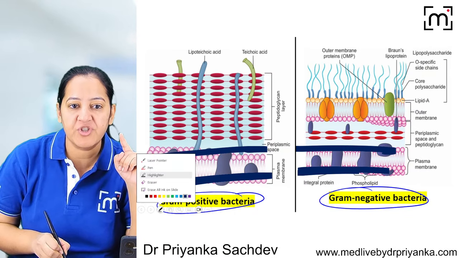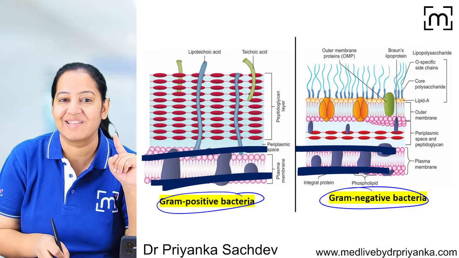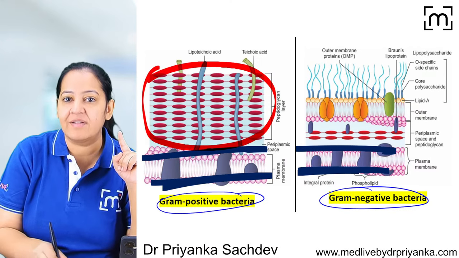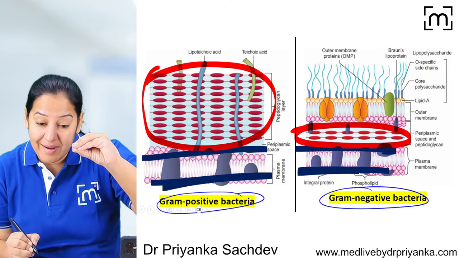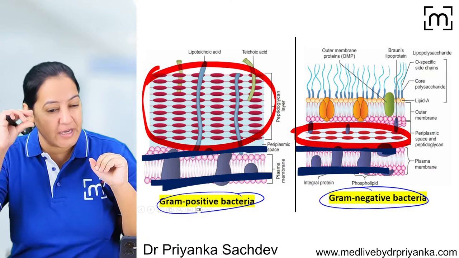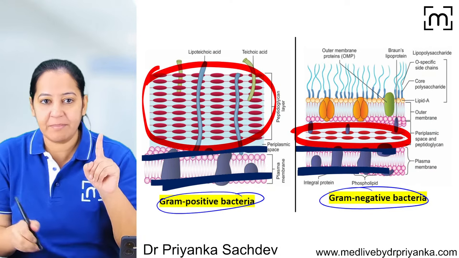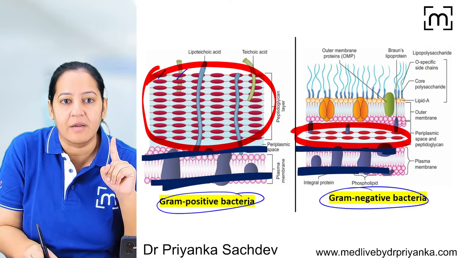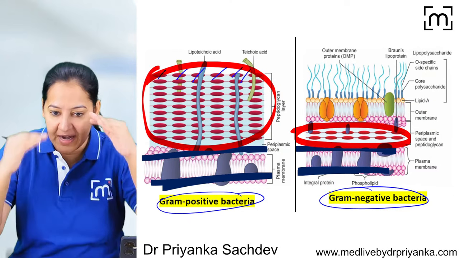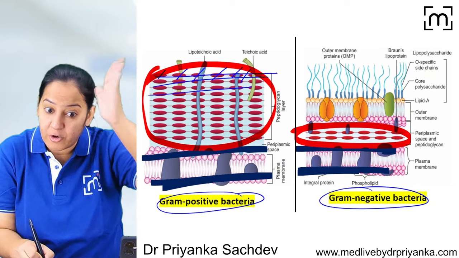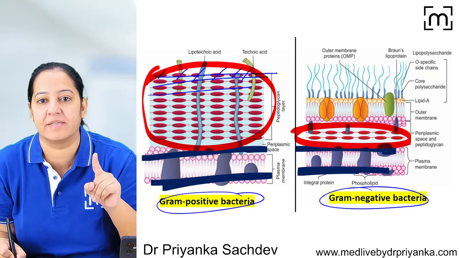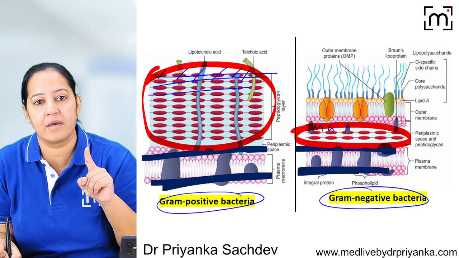I want you to appreciate the thickness of the peptidoglycan content. See the thickness of peptidoglycan content here and see the thickness here. So in gram positive, peptidoglycan content is thicker and in gram negative, it's thin. In both of them, it's the same: NAM, NAG, NAM, NAG, and cross-linking is there. So this is one chain connected with the other, cross-linking is there because of transpeptidase. Here also NAM, NAG, NAM, NAG.